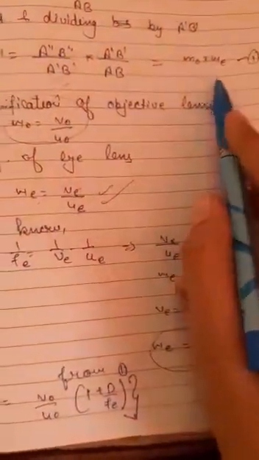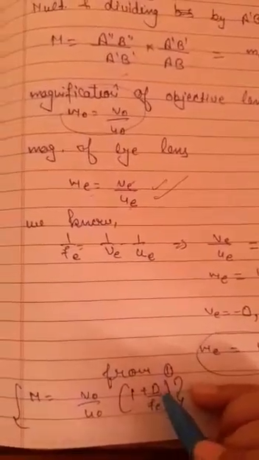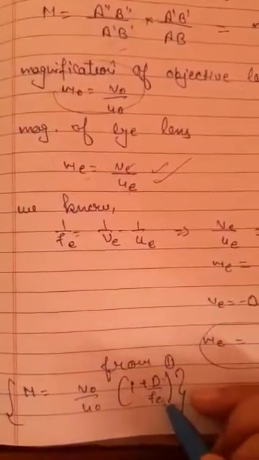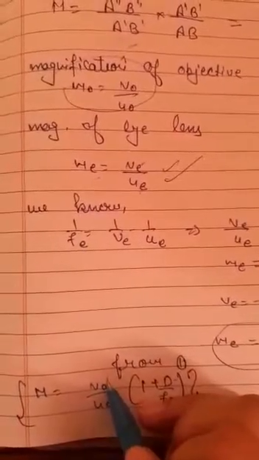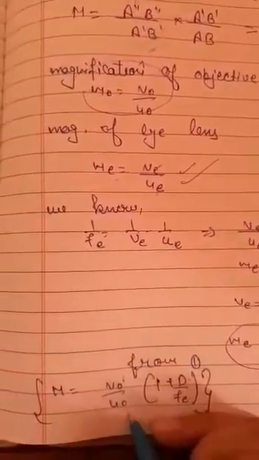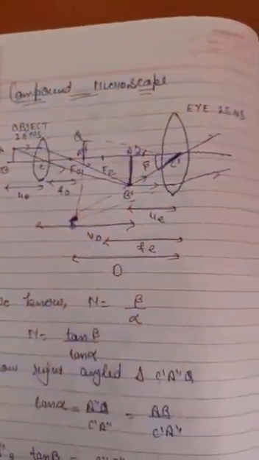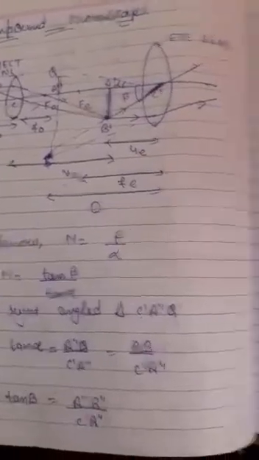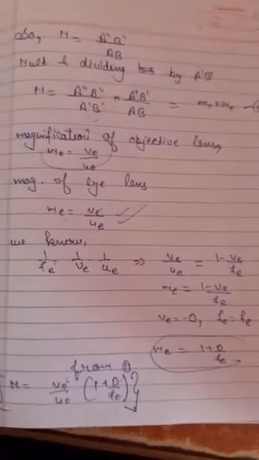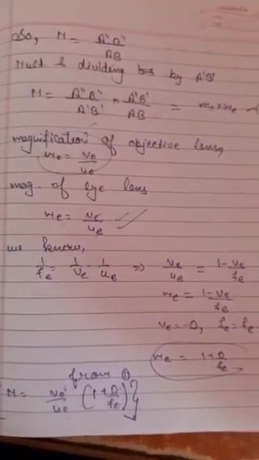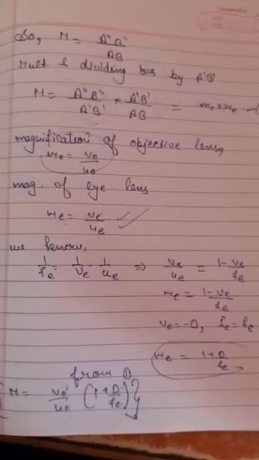Why? Because it is the linear magnification, and in place of M E comes 1 plus d upon F E, where d is the distance of the image, F E is the focal length of the eye lens, V naught is the image distance of the objective lens, and U naught is the object distance from the optical center. So this is the basic diagram for the compound microscope, and here we have the derivation. This derivation is very very important, almost every year it comes. So for examination, this is an important topic.